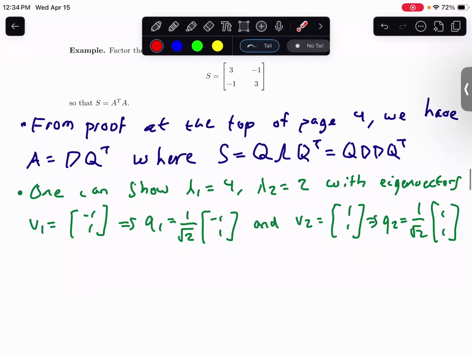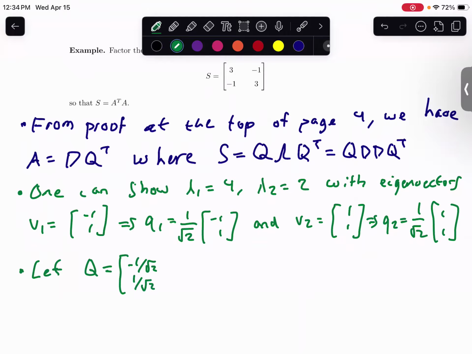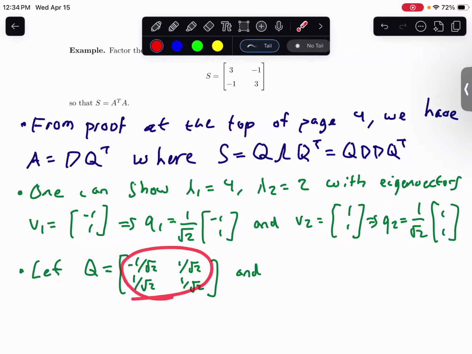Okay, and so that's how we define Q. We let Q be equal to the matrix whose column vectors are given by the eigenvectors we just found. So this is going to be -1 over the square root of 2, 1 over the square root of 2. And you can factor out the square root of 2 and just write it once instead of writing it over and over again. So this is our Q. This is going to be an orthogonal matrix because the columns are orthonormal. This is something we showed earlier in class or in the semester.